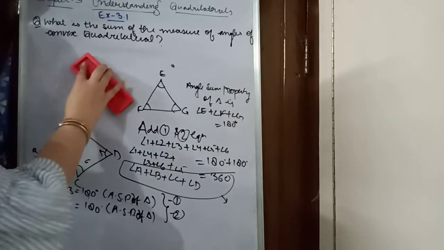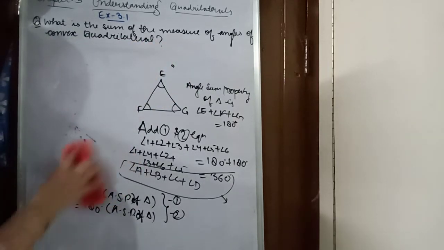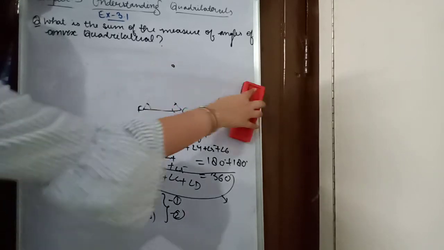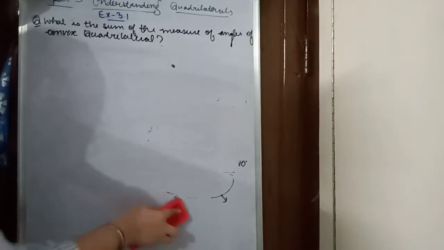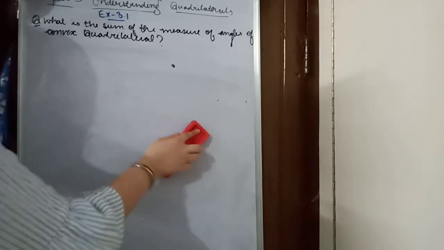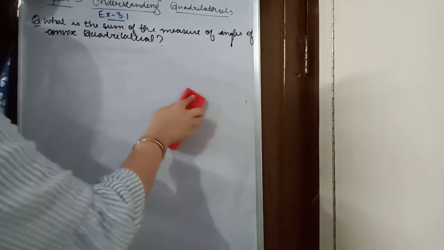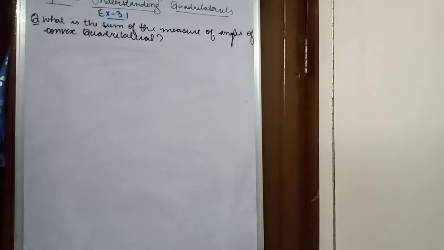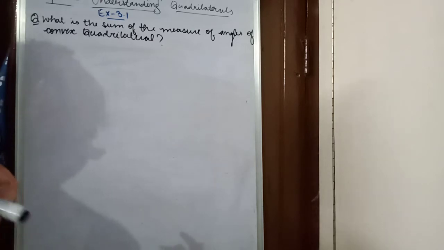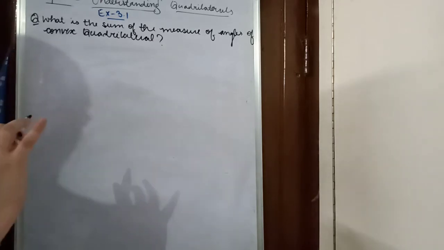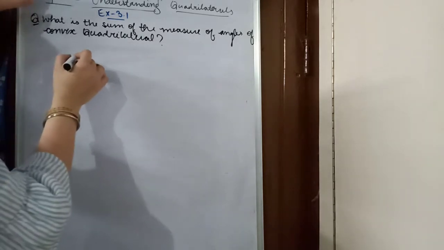If it is not convex, what will it be? It will be concave. So let's draw another quadrilateral which is not convex. Let's draw a concave quadrilateral. In that also we will check whether the sum property will hold. Okay, so let's see what they are saying. This is the convex quadrilateral.